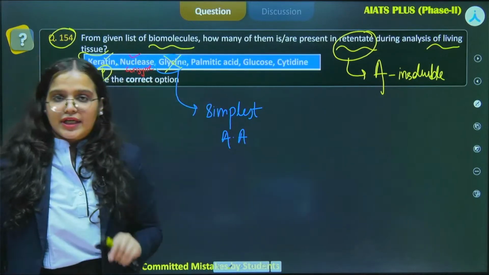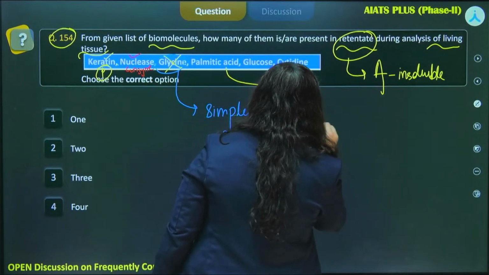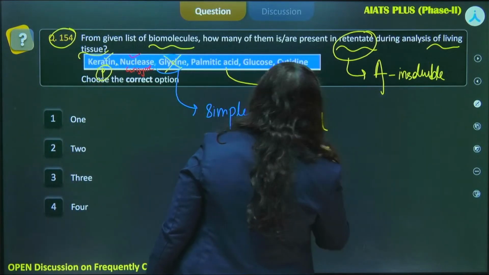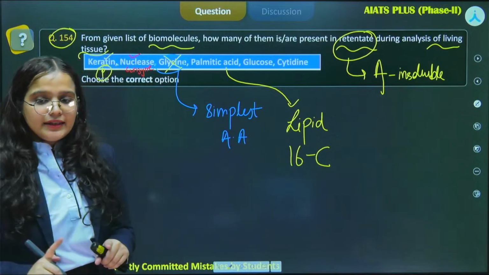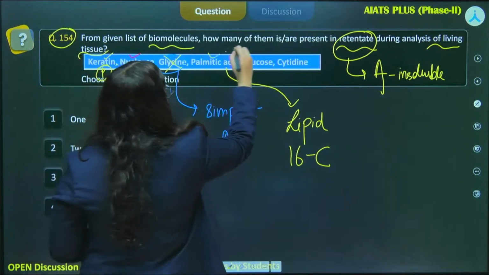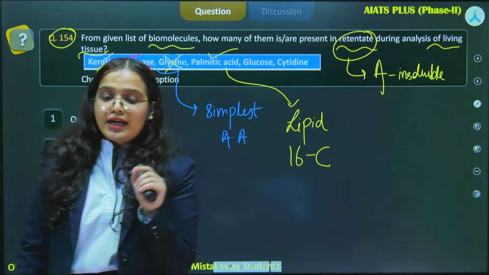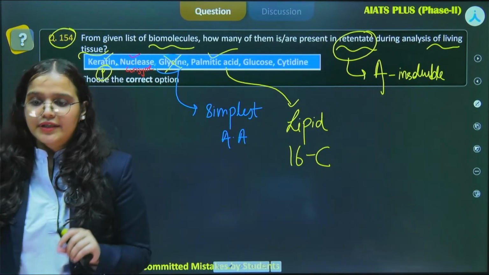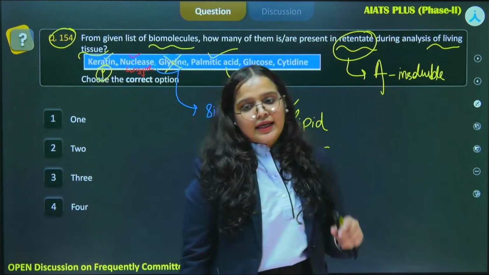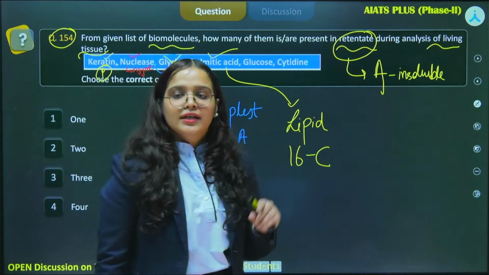Then comes palmitic acid, and we all know that palmitic acid is a lipid which is a 16 carbon fatty acid, and as we discussed, lipid will be present in the acid insoluble fraction, therefore we will include palmitic acid. I can see that Srinath is asking whether the retentate contains macromolecules having molecular weight more than 10,000 Daltons. So the answer is right. Yes, the retentate will contain molecules that have high molecular weight.